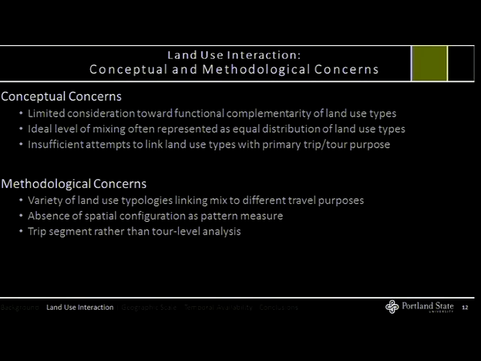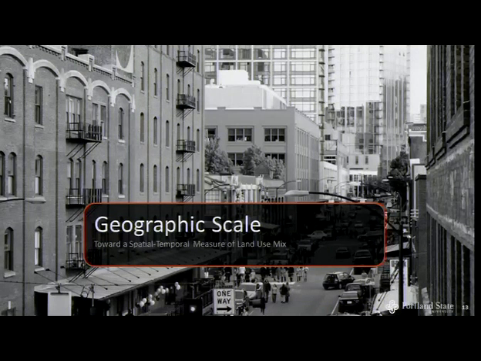Methodologically, the data are given to us in a certain way, so there are a variety of different typologies. How do we define land use categories? And that impacts our analyses. The absence of spatial configuration has been noted, and I think it's an improvement to include that in future land use interaction measures. And then often we look at the trip segment rather than the tour level. By looking at just the trip segment, we don't necessarily get at the full reason or full demand for this travel in the first place. And so that's going over the land use interaction element.